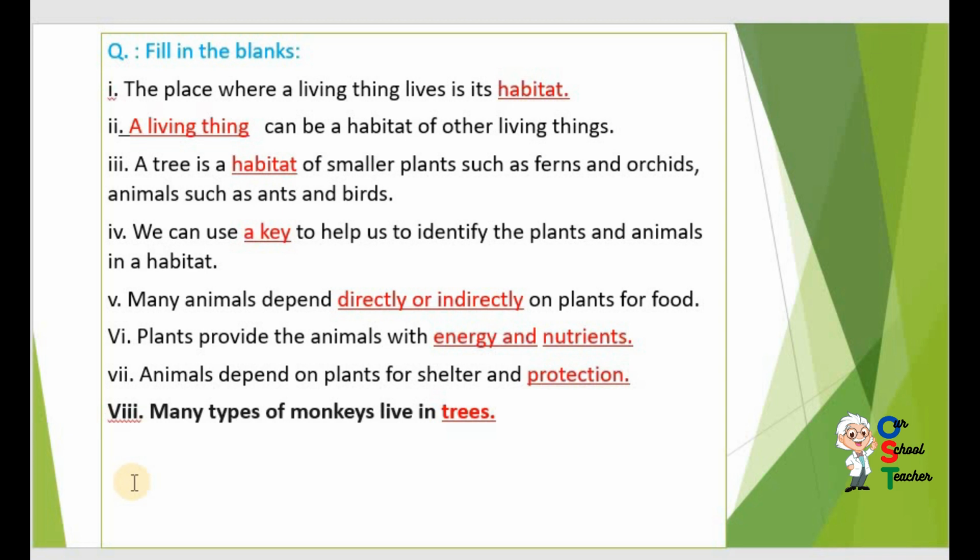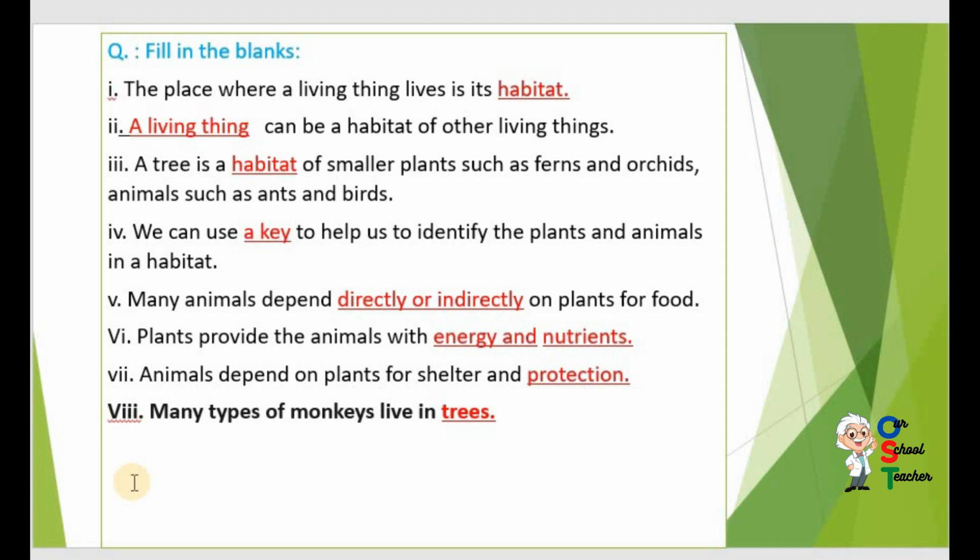Now you have to fill in all these blanks. Number 1, the place where a living thing lives is its dash. Number 2, dash can be a habitat of other living things. Number 3, a tree is a dash of smaller plants such as ferns and orchids, animals such as ants and birds.